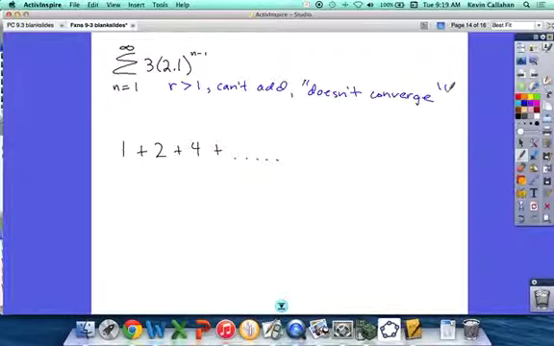And then the last one, you could tell what the r is pretty easily. But the main thing is, do you notice that the terms are getting bigger? Yes. So r is greater than 1. Can't use the formula. Terms getting bigger. Right. Doesn't converge.